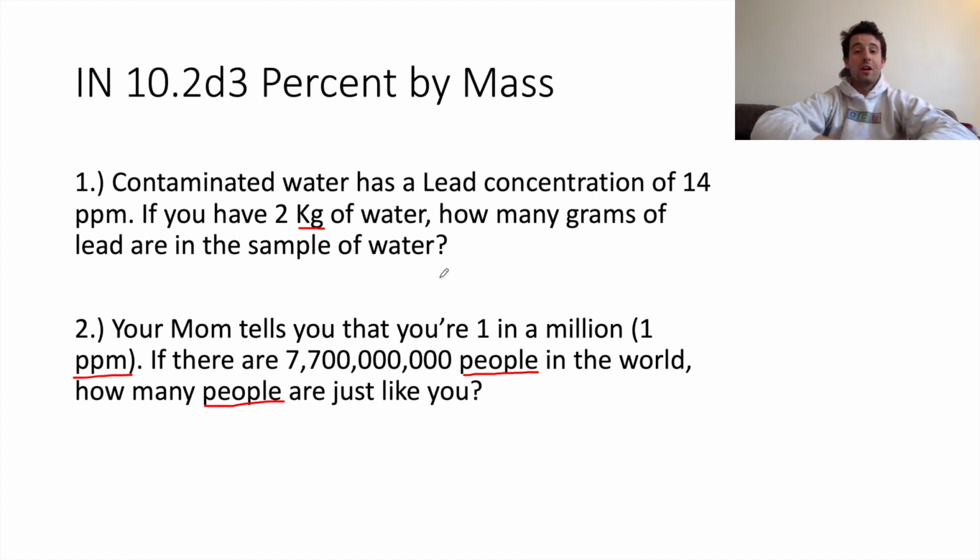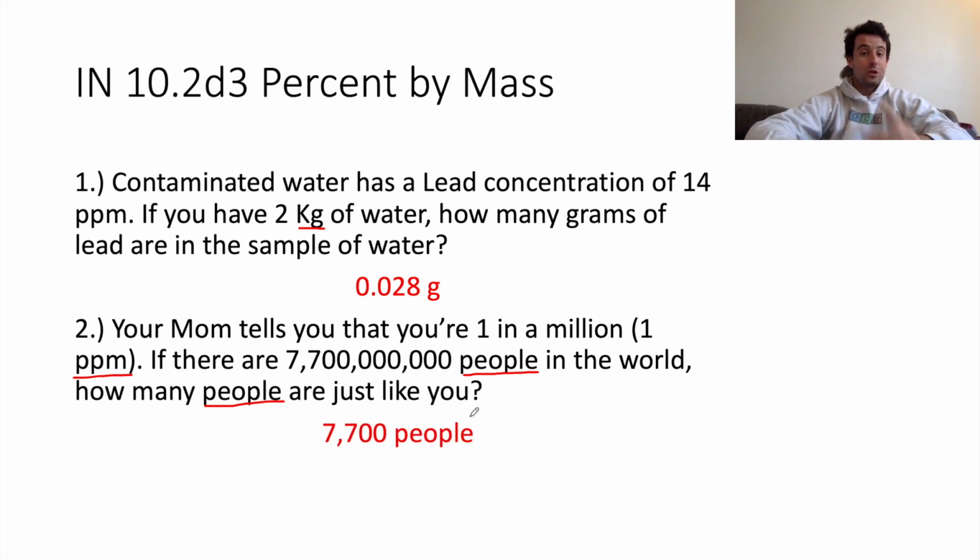Great, so hopefully by now you've tried these problems and you've got the answers 0.028 grams and 7,700 people. Those are the two answers. Now, if you got both of them, great, congratulations. If you didn't get both of them, let's talk about how to solve these problems. These are a little bit more difficult than some of the problems you would see on your homework. So let's kind of walk through them, let's try them out.